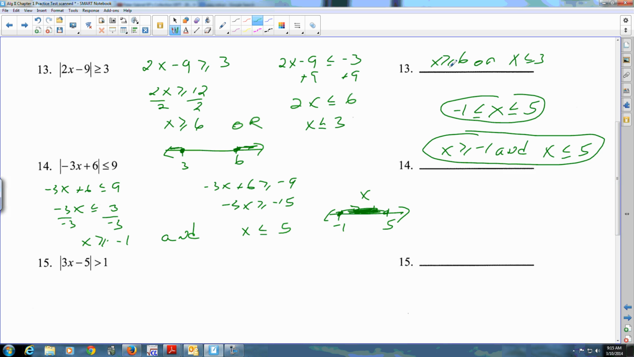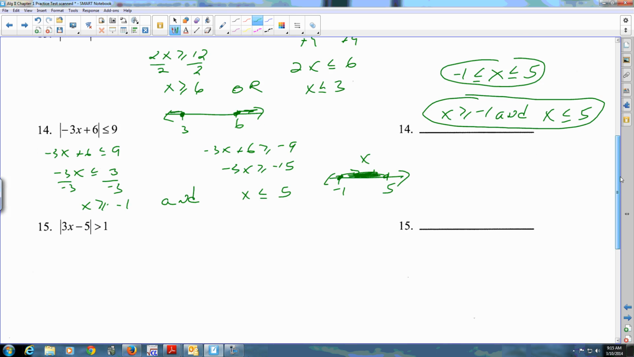All right, ors are when they're shaded away from each other. Ands are when they're shaded at each other. So how do you know which one it is? Well, do a little graph and look at it. Okay, and then you know if it's and or or.